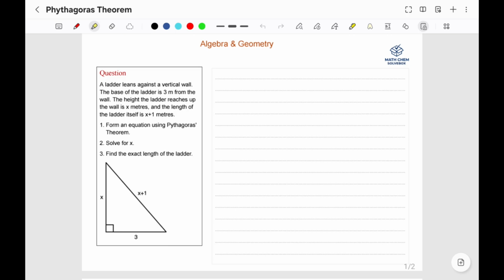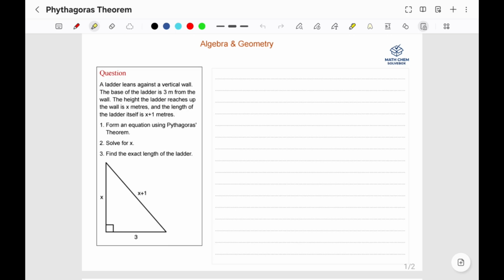Imagine you are helping a firefighter to place a ladder against a wall. Everything seems fine until someone asks what is the exact length of the ladder. Most students immediately reach for a calculator, but in exams, calculators cannot solve the problem for you. Today we are going to use algebra and Pythagoras theorem to uncover the answer.